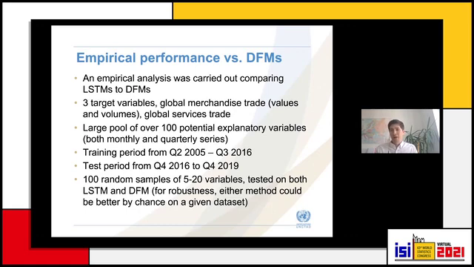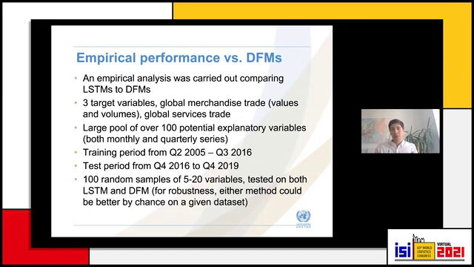So we had three different target variables, which were global merchandise exports expressed in values, merchandise exports expressed in volumes, and then finally global services exports. To test the two different methodologies' performance in this exercise, we had a large pool of potential explanatory variables, which we then trained both DFM and LSTM models on over a training period from 2005 to 2016 and a test or evaluation set from 2016 to 2019.